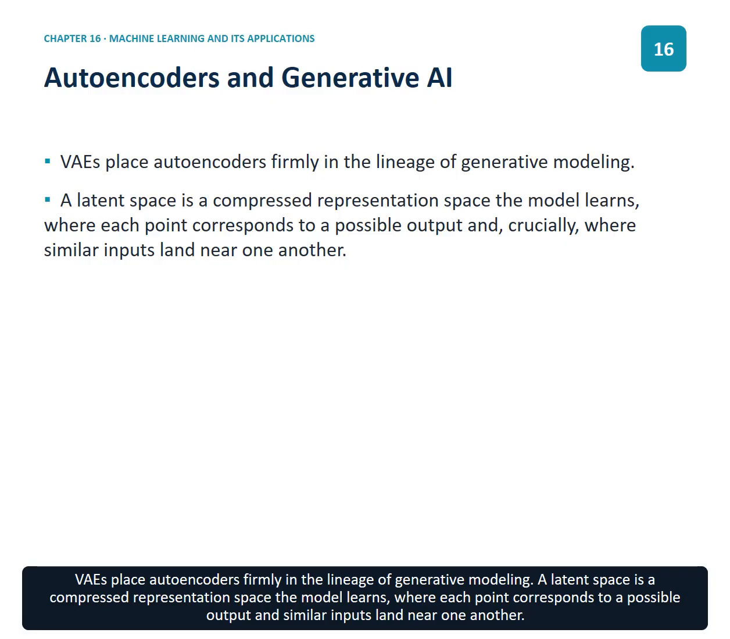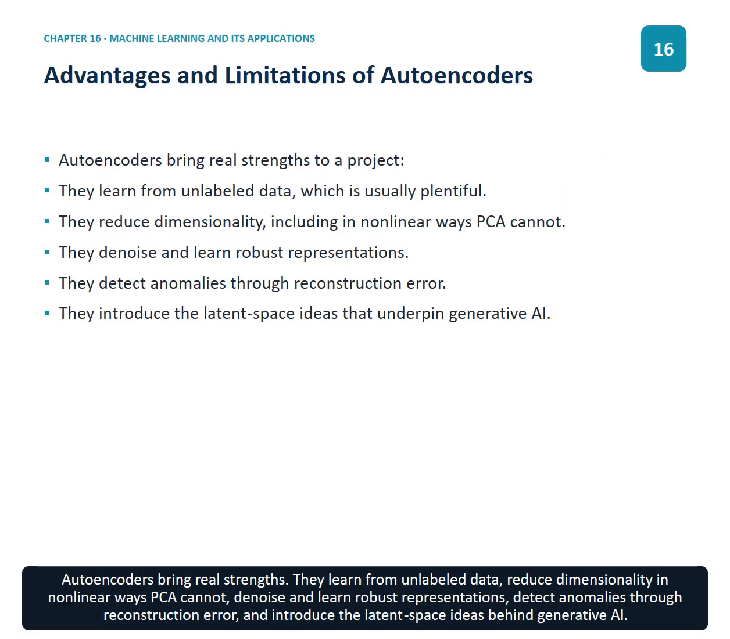A latent space is a compressed representation space the model learns, where each point corresponds to a possible output and similar inputs land near one another. Autoencoders bring real strengths. They learn from unlabeled data, reduce dimensionality in nonlinear ways PCA cannot, denoise and learn robust representations, detect anomalies through reconstruction error, and introduce the latent space ideas behind generative AI.